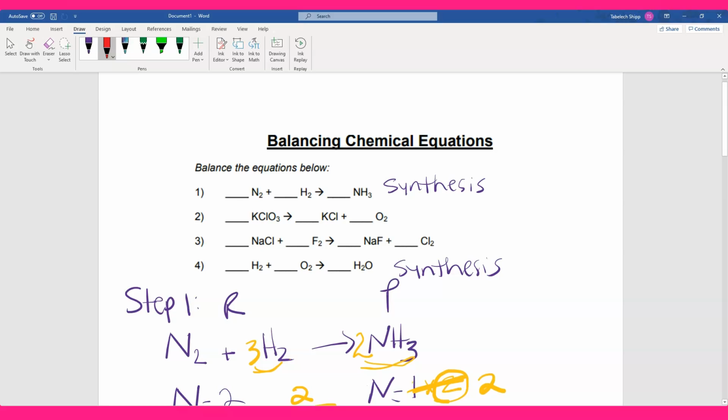Number 3, you have a single displacement reaction, or you can call it single replacement. Single displacement, tomato, tomato. They both mean the same thing. In other words, you have a single element on the left and a single element on the right. You've got a compound on the left and a compound on the right. So it's compound plus element gives you a compound plus another element.